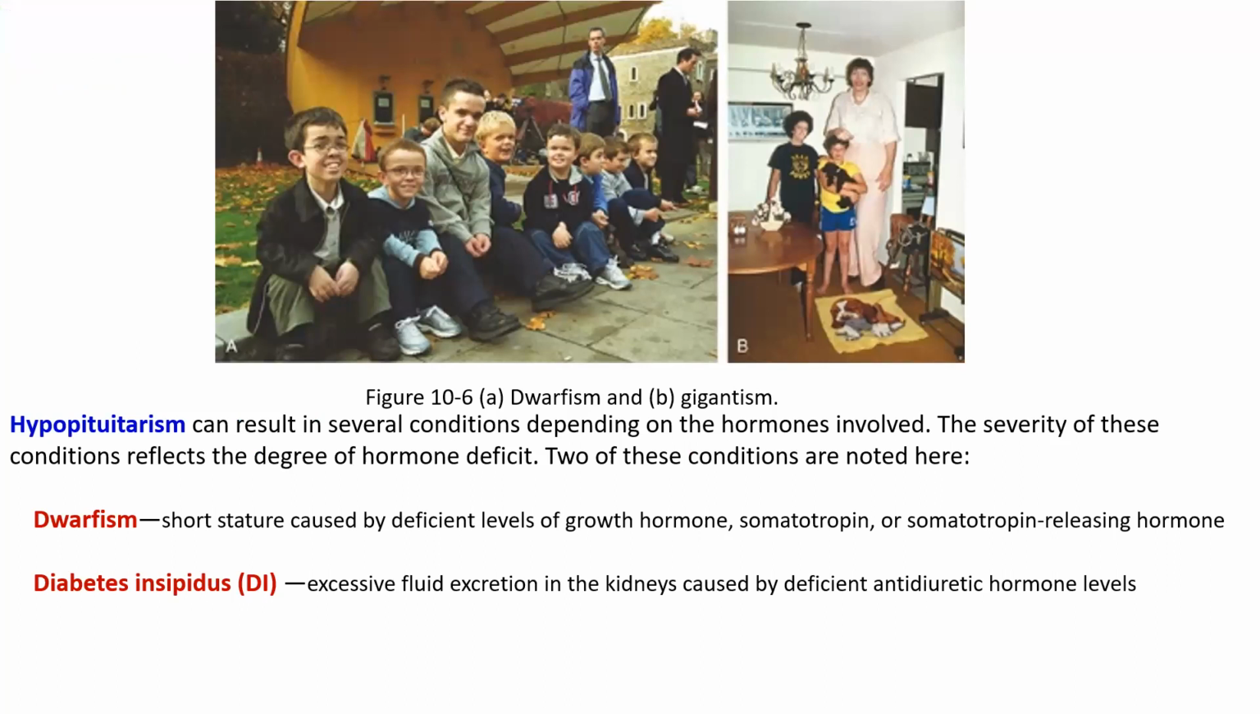With hypopituitarism, there are two conditions here, either dwarfism or DI. Dwarfism is a short stature caused by deficient levels of growth hormone, and diabetes insipidus will be discussed also later on in this chapter as the endocrine system disorder in which there is a decreased production, a deficiency, of the ADH hormone.